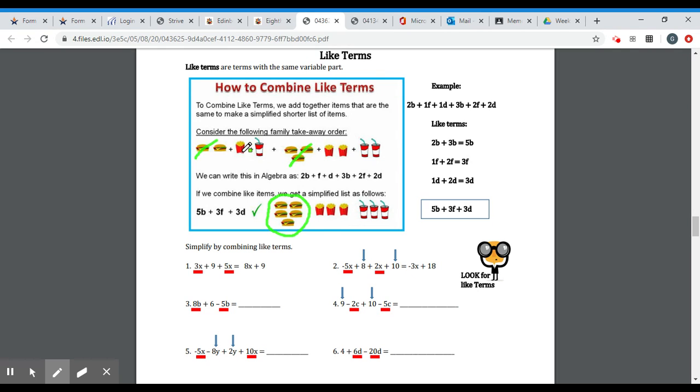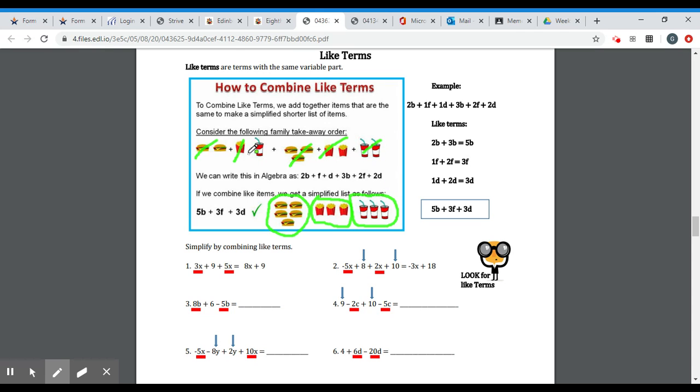Now I want to combine my fries. Well, I have 1 over here, and I have 2 over here. So when I combine them, I have 3 fries in total. So that gets rid of my fries. And now I'm going to combine my drinks. Well, I have 1 here and I have 2 over here. When I combine them, I have 3 drinks, right?